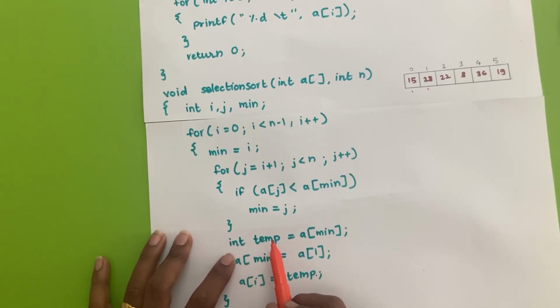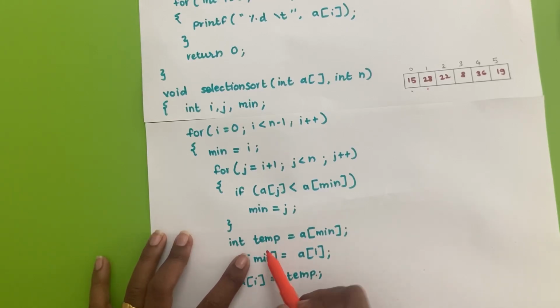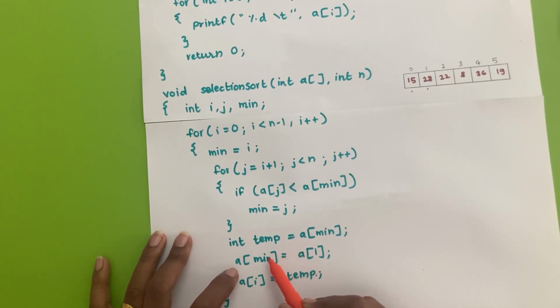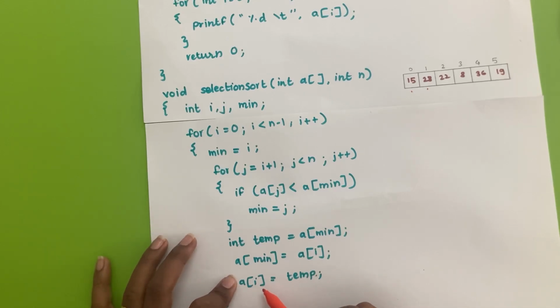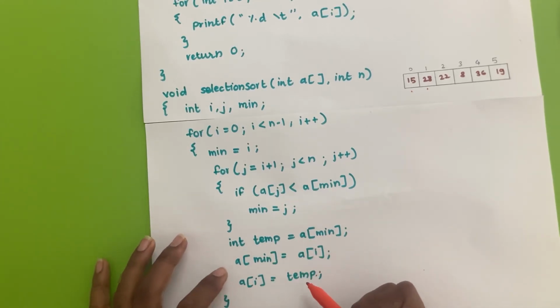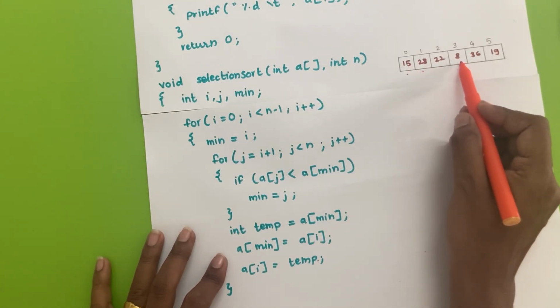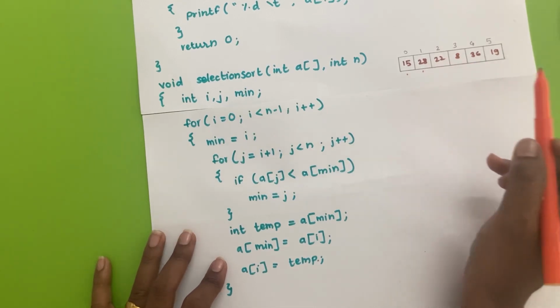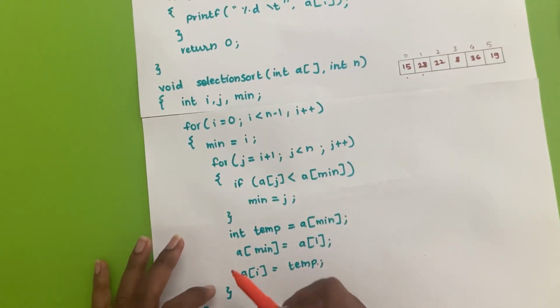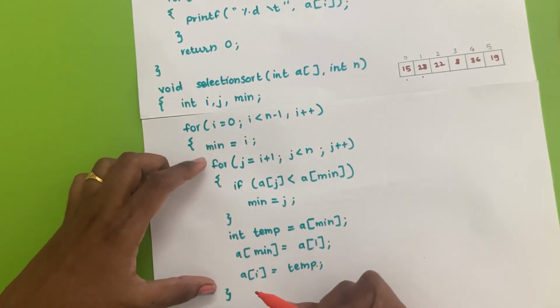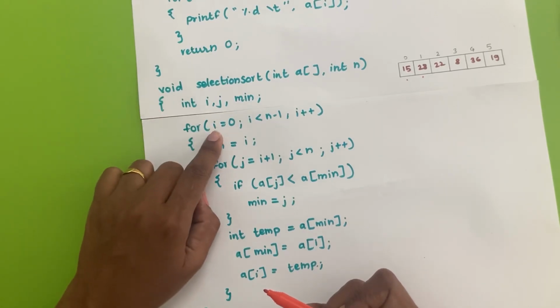For that swapping purpose we need one temporary variable, and here I have taken it as temp. Okay, so first I will copy the value of a of min into the temporary variable, then a of i will get copied into a of min, and then the temporary will get copied into a of i. Okay, so here the first pass will be completed, so 8 will get replaced with 15 and 15 will get replaced with 8 at index 3. Okay, so again the next iteration will continue. So now after the first pass, the next i will continue.